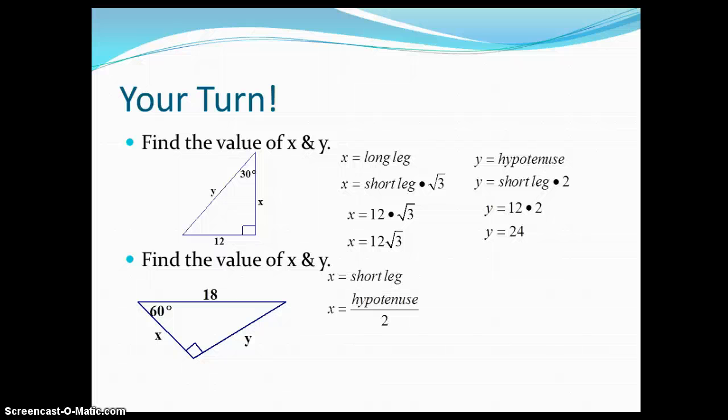In the second example, 18 represents the hypotenuse. So to find x, which is going to be our short leg, it's going to be the hypotenuse divided by 2, since we know that the hypotenuse is 2 times the short leg. So x is 18 divided by 2, or x is 9. Y is the long leg, so y is going to be our short leg times square root of 3. Well, we just figured out our short leg was 9, so 9 times the square root of 3, or 9 square root of 3. Again, check your answers against mine.